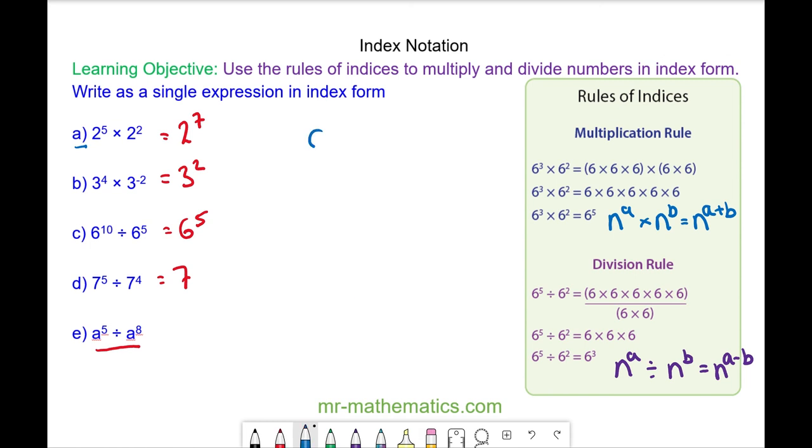Okay, so we have a to the power of 5 divided by a to the power of 8. The bases are again the same. So we have a to the power of 5 take away the 8, which is a to the power of negative 3.